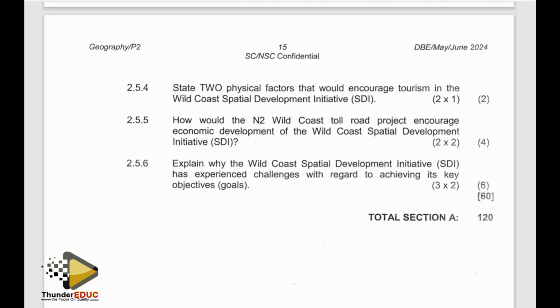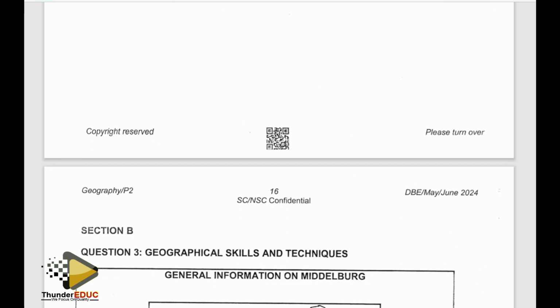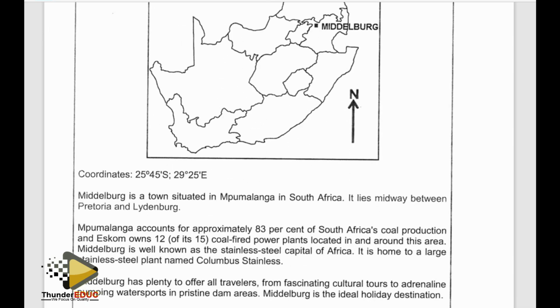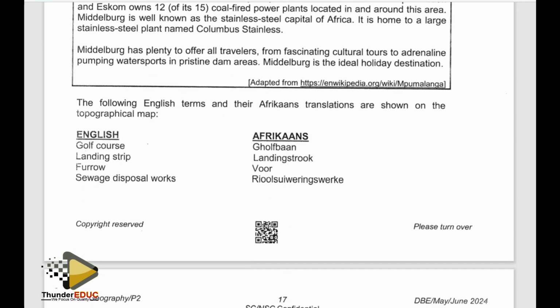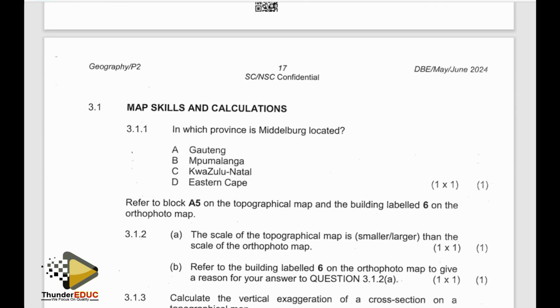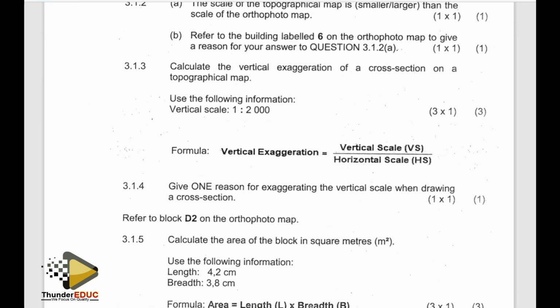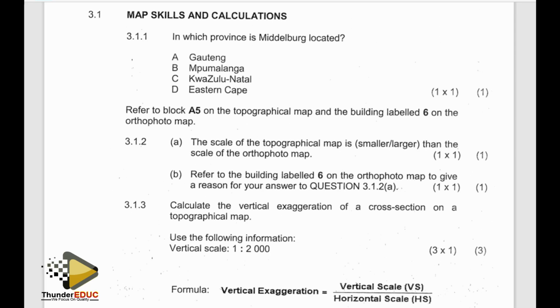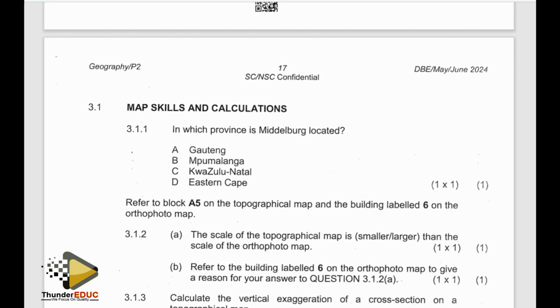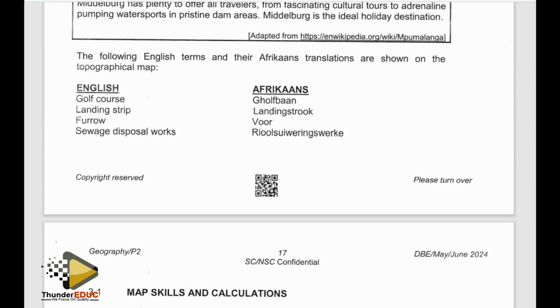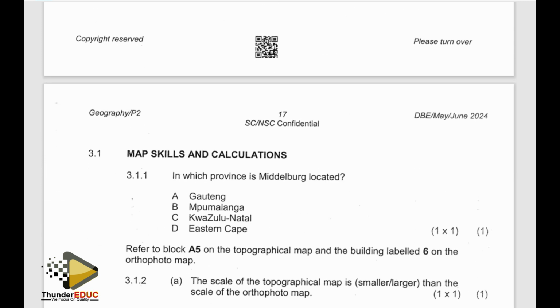Right, that's basically our first section of the paper, which is section A. The second question is on economic geography of South Africa, having 60 marks. Right, with map calculations, unfortunately for this presentation, we do not have the Middleburg map, but I'll just take you through some of the questions just to give you an insight of how you can attack some of the questions in general. Then we will make another presentation specifically based on the map once the map is in place.